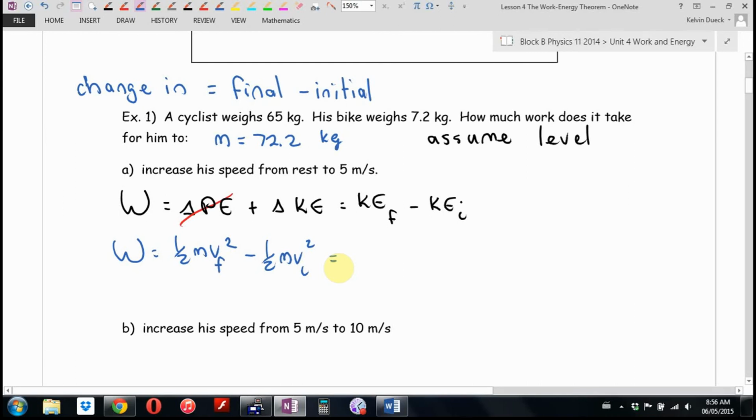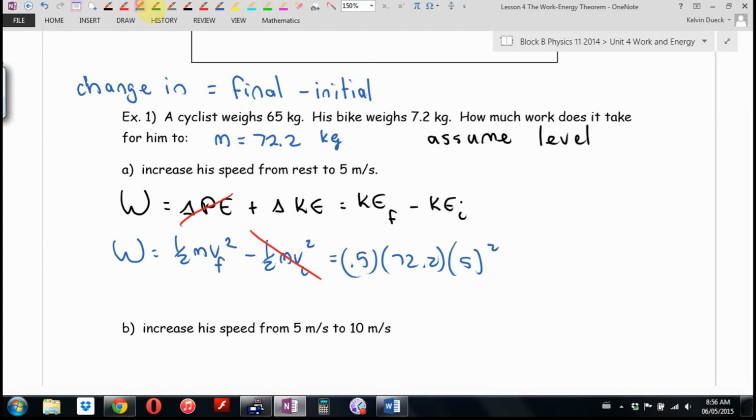I think now it's plug and chug. A half, 72.25 squared. Oh, what's his initial kinetic energy if he's starting from rest? Okay. That's how much work it takes for this cyclist to go from 0 to 5. What do you get?